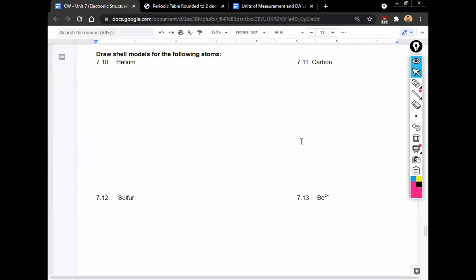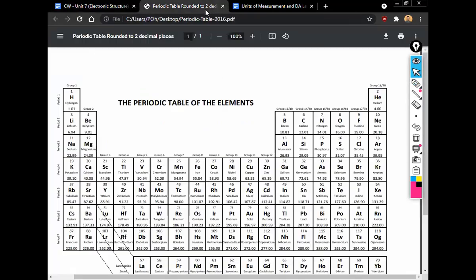I'm going to do helium and carbon with you guys, and then I'm going to have you try the next 2 on your own. Let's look at helium. Helium is in which row on the periodic table? 1. Yeah, it's in the first row. Rows go side to side. So helium has 1 shell because it's in the first row.